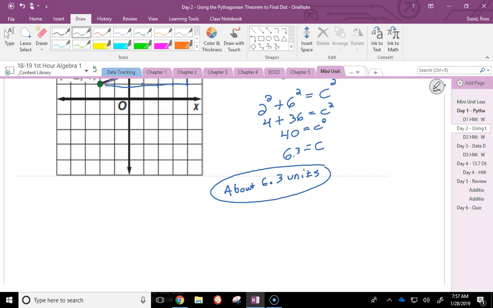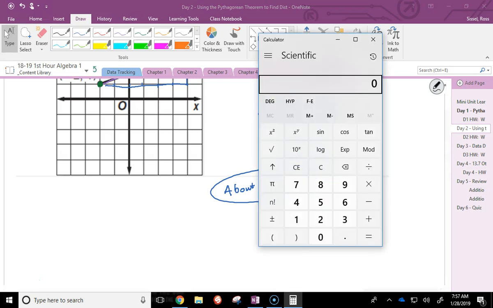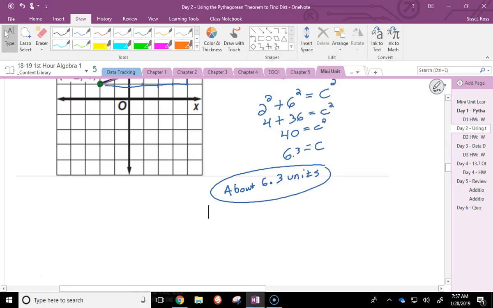Yeah, I put about, since it didn't come out exact, that's why I was asking. They found the answer for me. Since it did come out to exactly 6.3, I'll just go ahead and type that in. So we had the square root of 40. Since it came out to this, since I'm rounding it to the nearest tenth, that's when I would say about. If it came out to exactly 6.3, I'd just say 6.3.